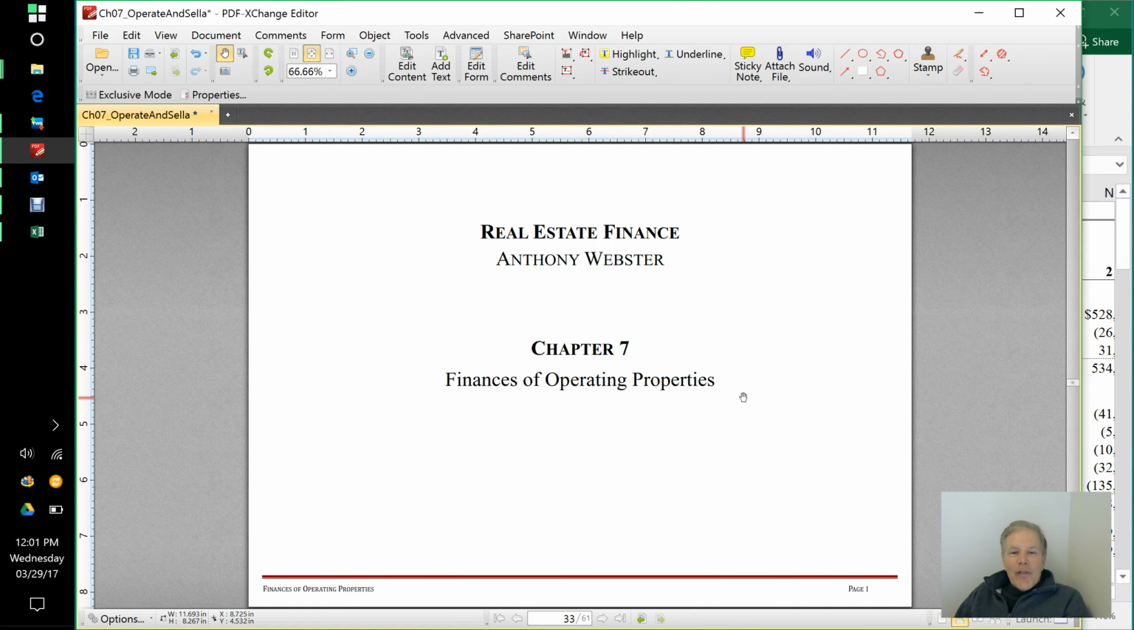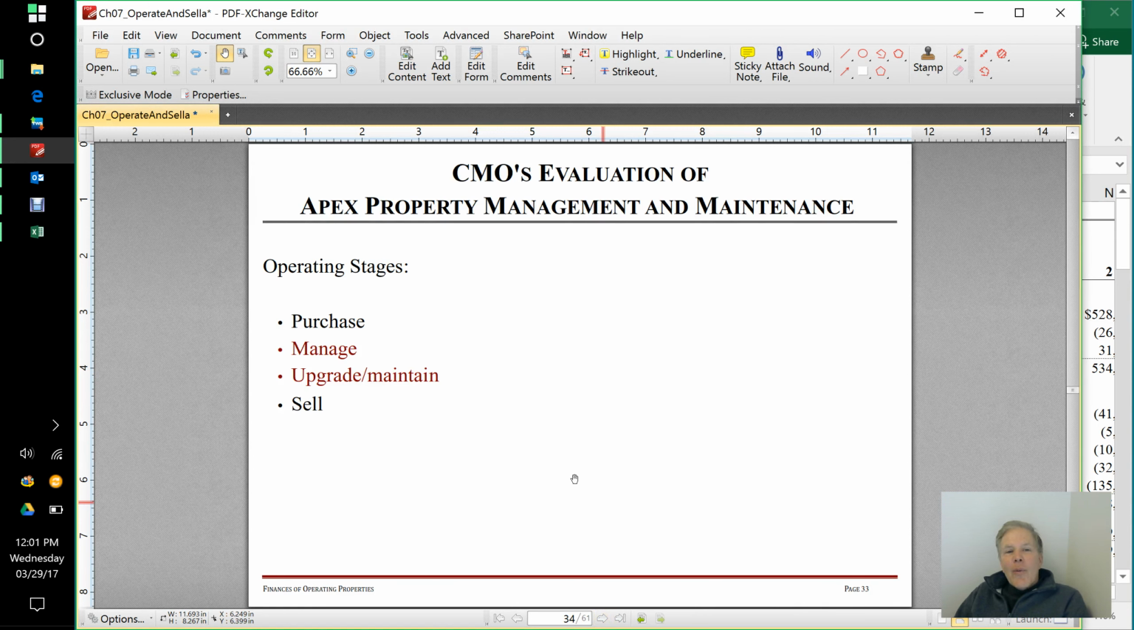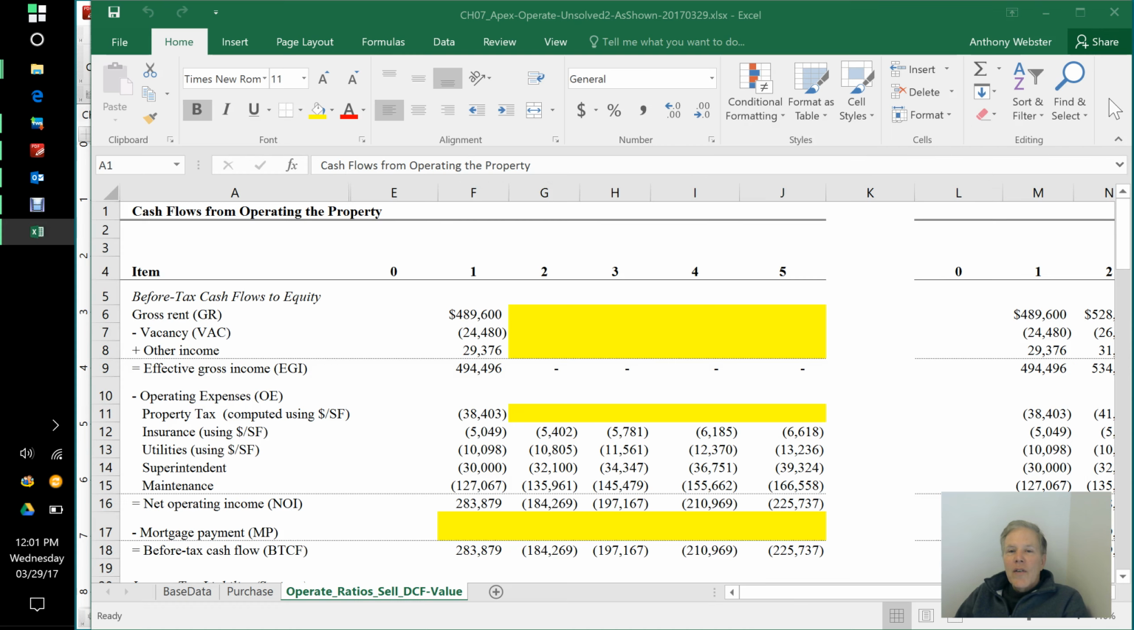Okay, so here we are, still in Chapter 7, a lot to do in Chapter 7, and we're still on right now the phase for this cash flow producing property of managing it and maintaining it. And as promised, what I want to do in this module is spring right into the Excel that I've developed for managing this property and make sure that we can all understand and compute all of the required quantities.